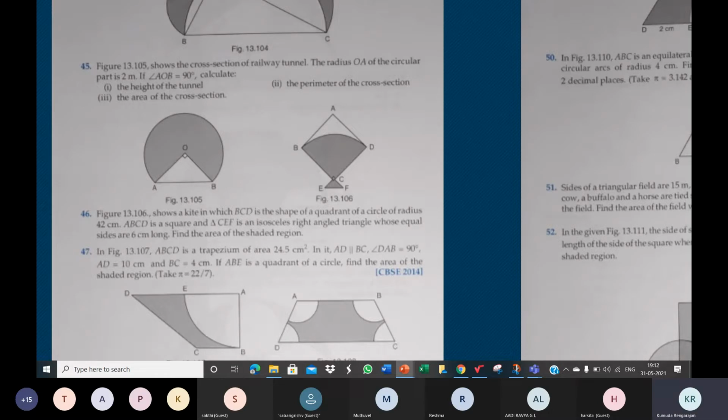Like that, the cross section of this railway tunnel is this line segment AB and this major arc. Don't be deceived by the shaded portion, children. That's what I'm trying to say. This entire thing is the cross section.